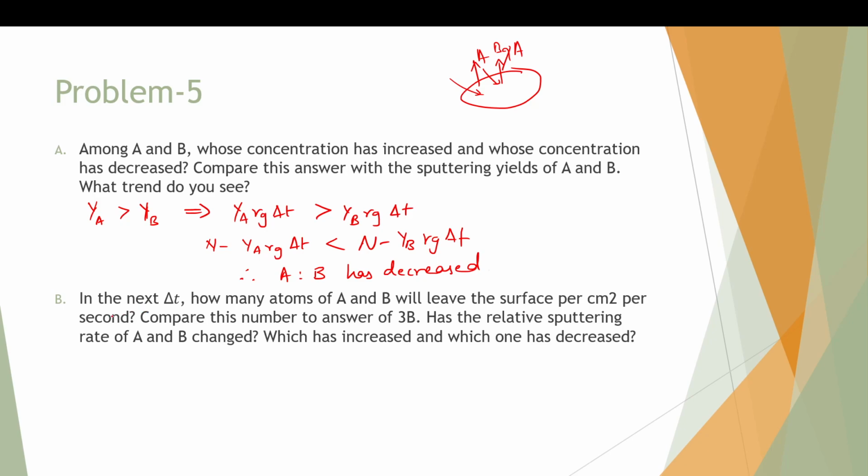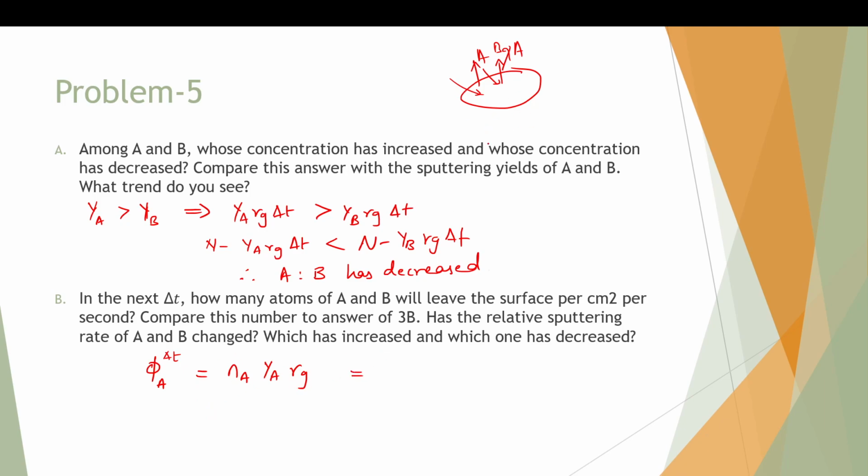Now what they are asking is in the next delta T. So now with a different composition of the target, we have to find the same things. So in the next delta T, how many atoms of A and B will leave the surface per centimeter square per second? So again they are asking us the same phi A, but this is after the time delta T. That will be nothing but Na Ya Rg. So now the Na has modified.